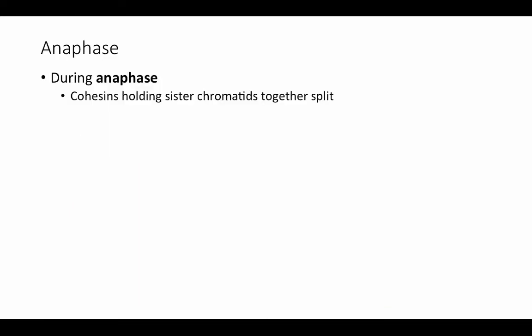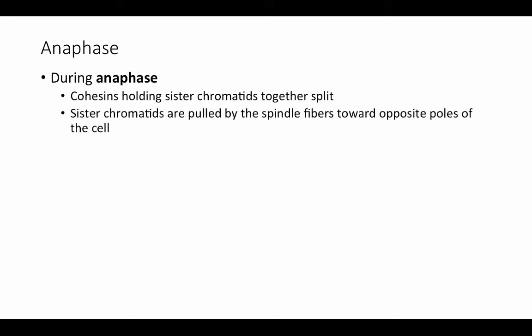So the next phase is anaphase. During anaphase, those cohesins, those proteins that hold the sister chromatids together at the centromere, are going to split. And that's going to allow the sister chromatids to be pulled by the spindle fibers toward the opposite poles of the mitotic spindle. So this is going to create two identical sets of daughter chromosomes, because remember, one microtubule from each pole attached to one of each pair of sister chromatids. Each pole is going to get one complete set.